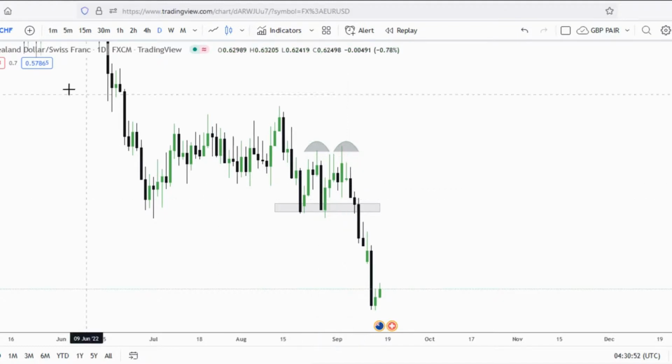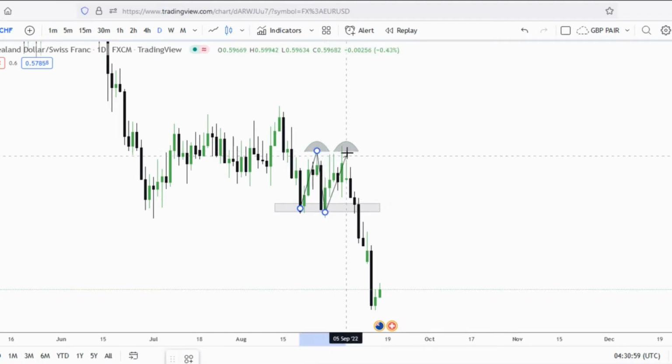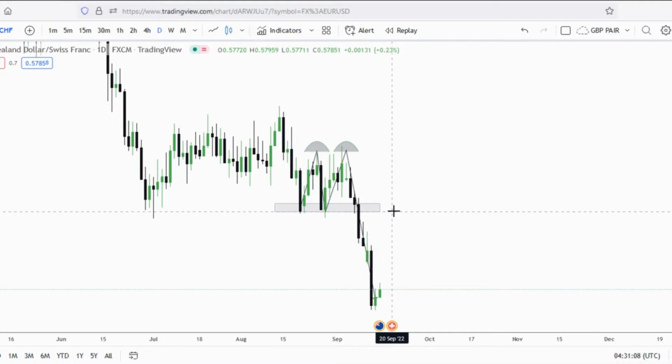We have a neckline. So price did this, came all the way to the top, and then we have a push to the upside. Like here, you can see we've not gotten the retest. We've not gotten the retest here.